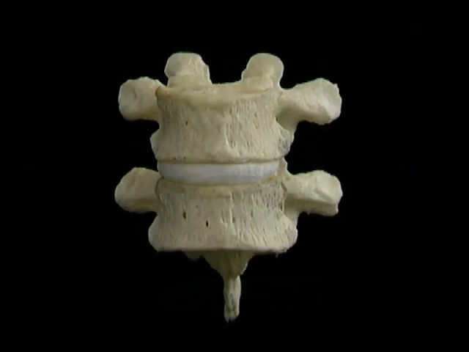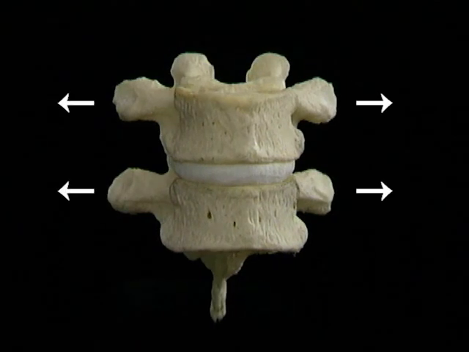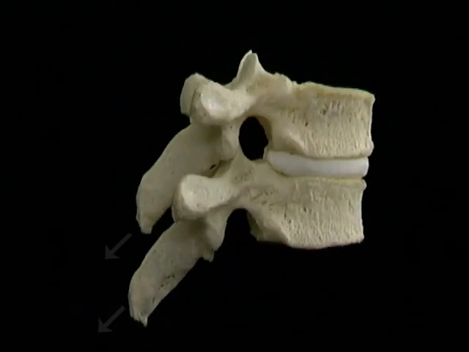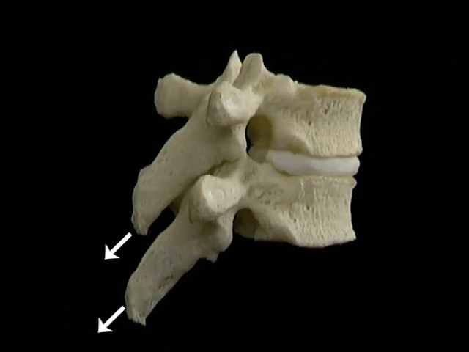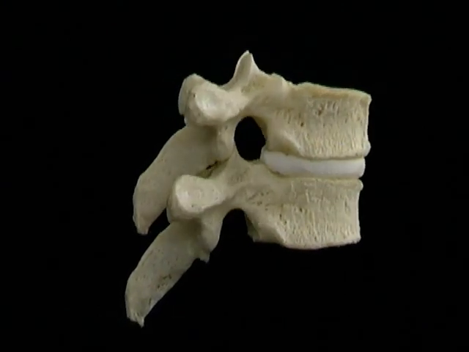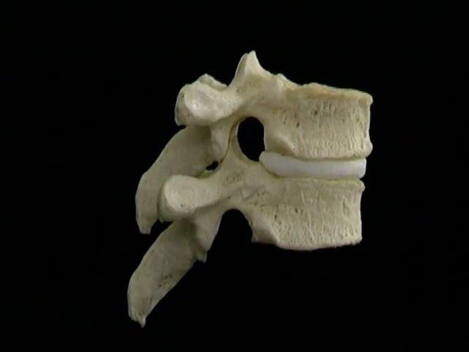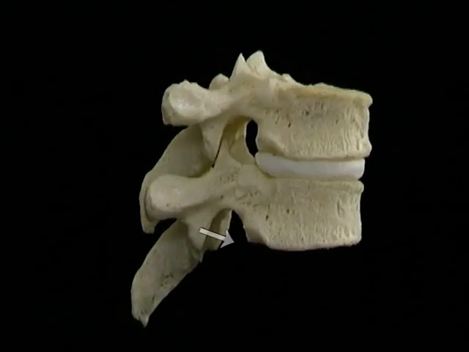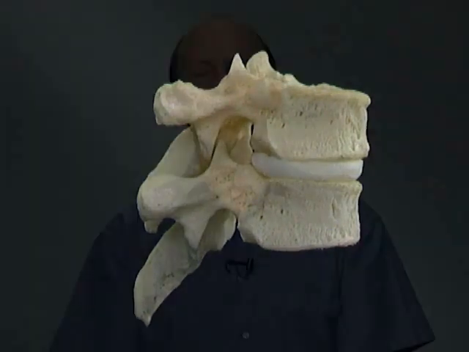The transverse processes of the thoracic vertebrae point sideways. The spinous processes point downwards, each one overlapping the one below. The articular processes are almost vertical. The upper ones face almost straight backwards, the lower ones face forwards. There's only a little movement between thoracic vertebrae, partly because of the presence of the ribs and partly because of the way the spinous processes are arranged.